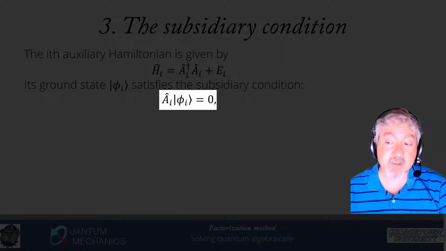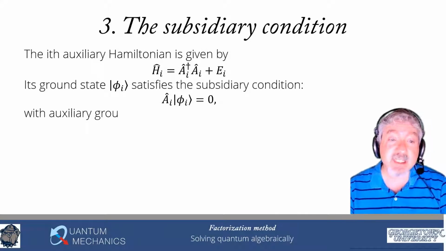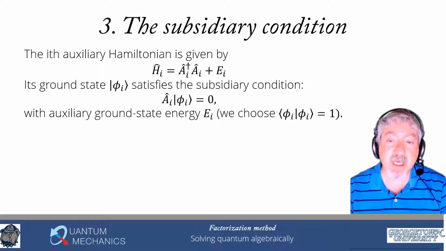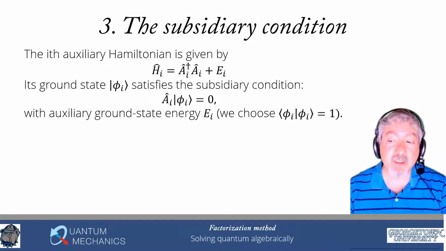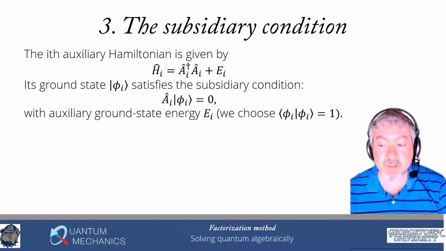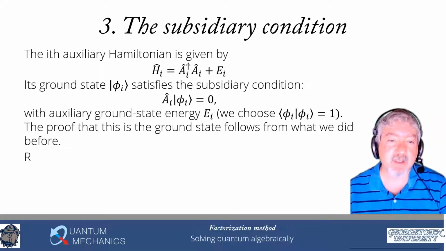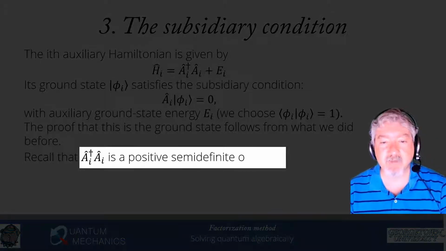Now, it's not obvious that this is what is satisfied by the ground state at this stage. But again, the proof turns out to be very easy, and we've seen it already before. The energy of the auxiliary ground state is going to be E_i, and we're going to choose the auxiliary ground state wave vector to be normalized. And so bra phi_i ket phi_i is always equal to 1. Now, the proof that this is the ground state simply follows from the fact that this operator, A_i dagger A_i, is a positive semi-definite operator.